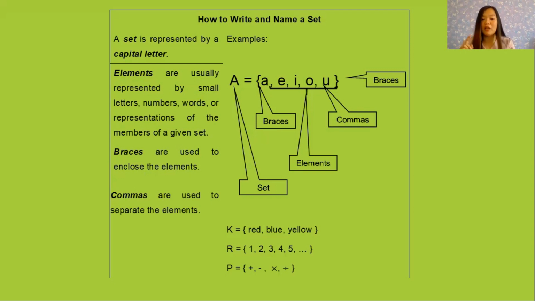So, importante yung comma. So, we have there, for example, set K: red, blue, yellow. Set R: 1, 2, 3, 4, 5. And so on and so forth. And set P: plus, minus, times, divide. Ganun.